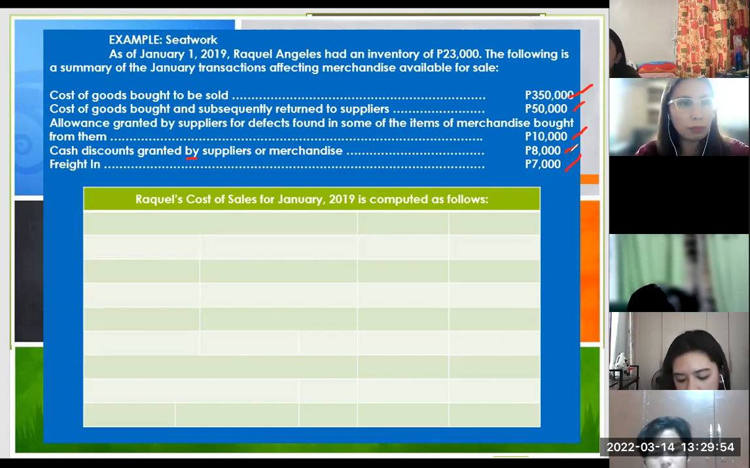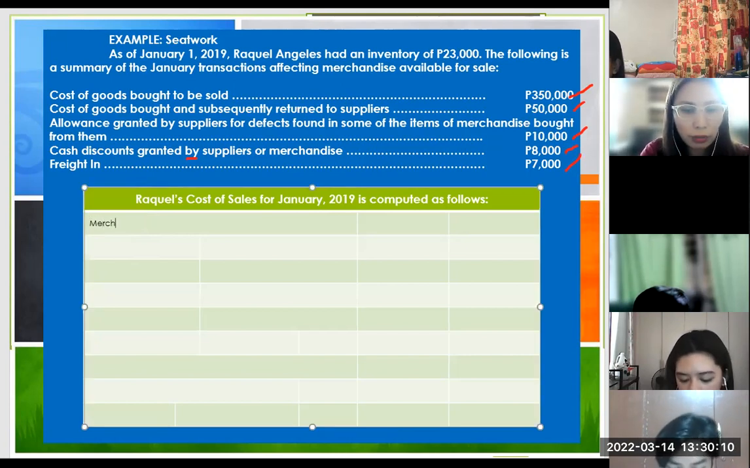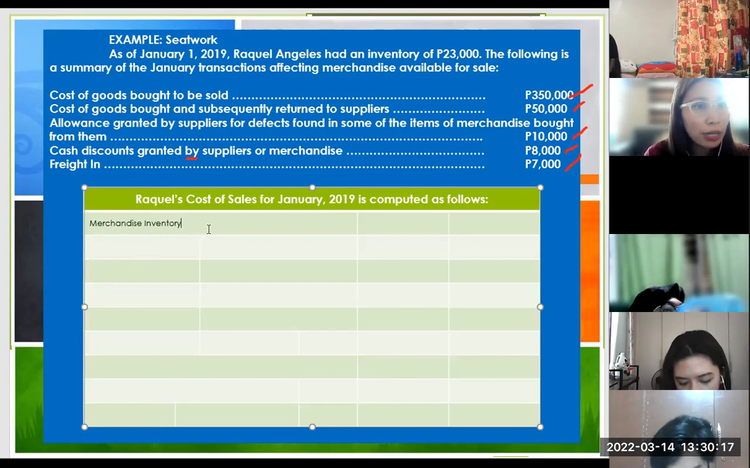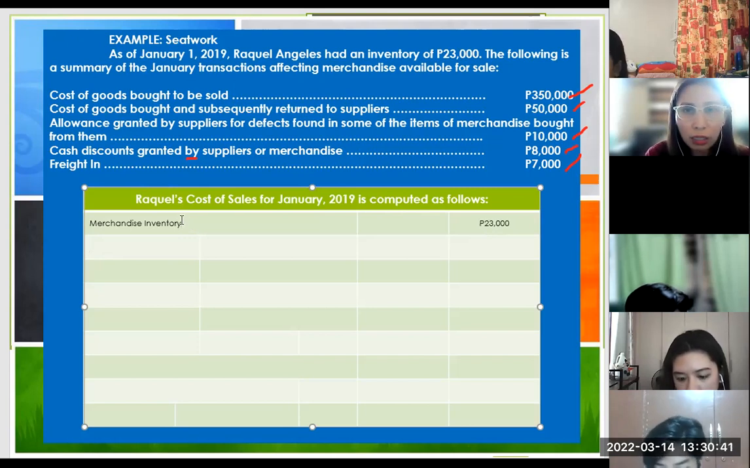So, lagay tayo ng... you may copy, class, so you have your own. Okay, lagay tayo merchandise inventory. So, yung merchandise inventory natin is 23,000. Lagay natin, peso sign, 23,000 pesos. Ganyan, merchandise inventory. Pwede nyo rin ilagay beginning, kasi January 1, kung nakikita nyo, ayan, beginning yan.